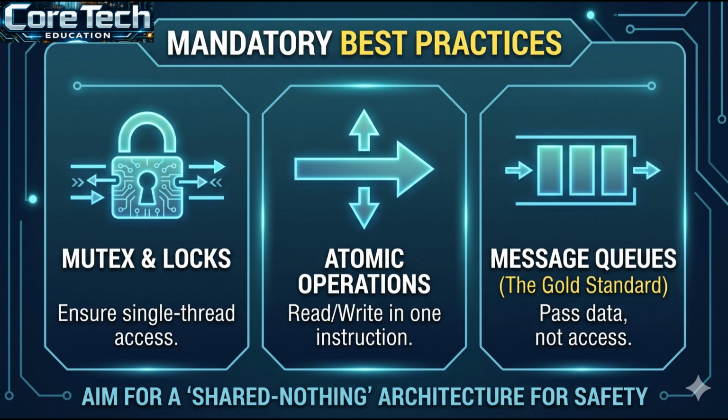And finally, the gold standard, message queues. Instead of multiple threads fighting over shared variables, we pass data through queues. This way, tasks exchange information safely without ever touching the same memory directly. Together, these practices aim for a shared nothing architecture. That's the safest design principle. Each task owns its data, and communication happens through controlled channels. It's the foundation of reliable embedded system development.